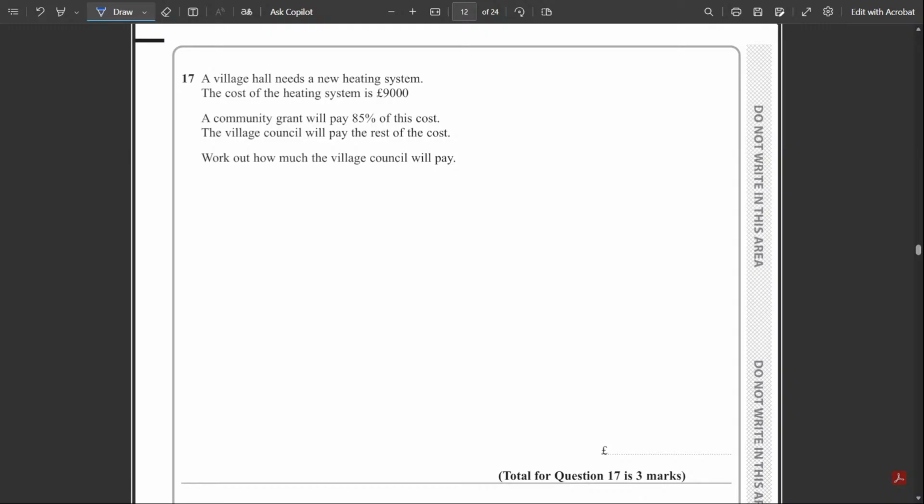The community will pay 85% of the cost. The village council will pay the rest of the cost. Work out how much the village council will pay. So the village council will pay 15% of 9,000. So all we have to do is, because you're using a calculator, change 15% into 0.15 as a decimal and multiply it by 9,000. Okay, so it's up to you how you want to do it, because a calculator is allowed on this one. So I would rather just put these numbers on the calculator. You can do 10% and work out 5% and so on.